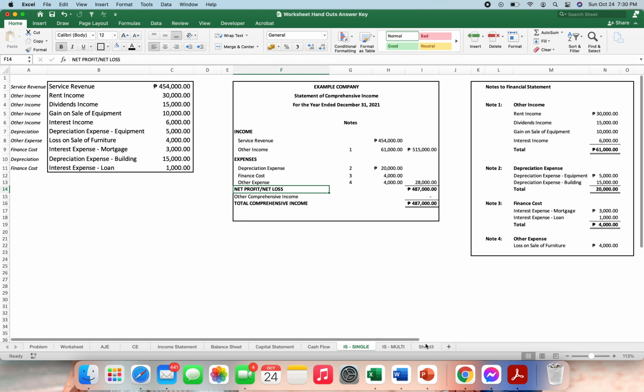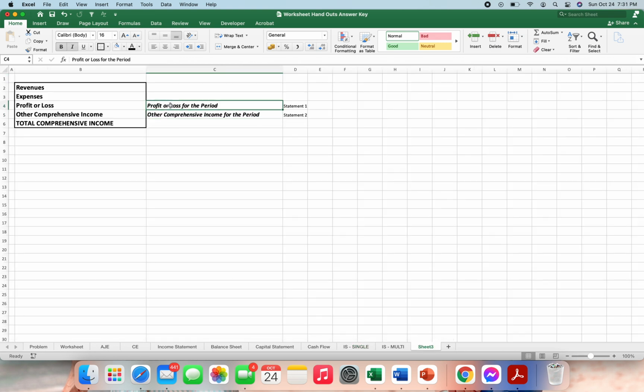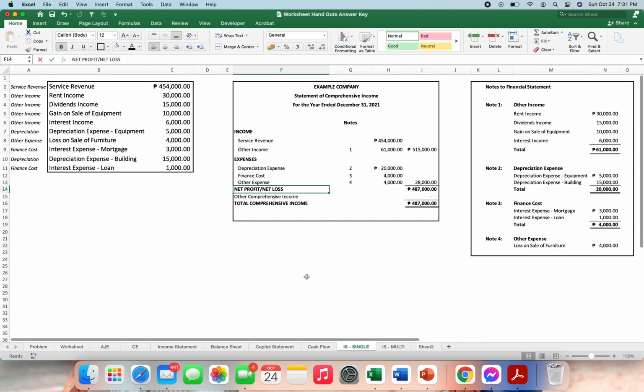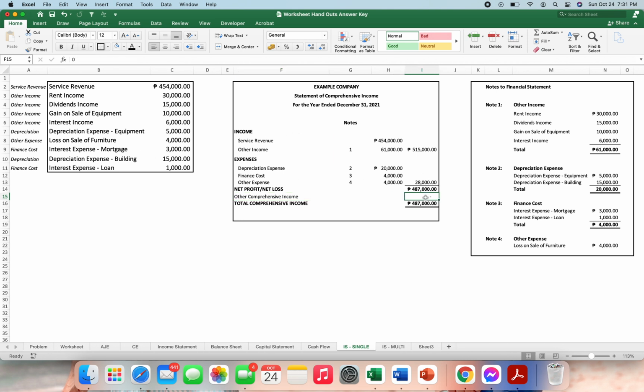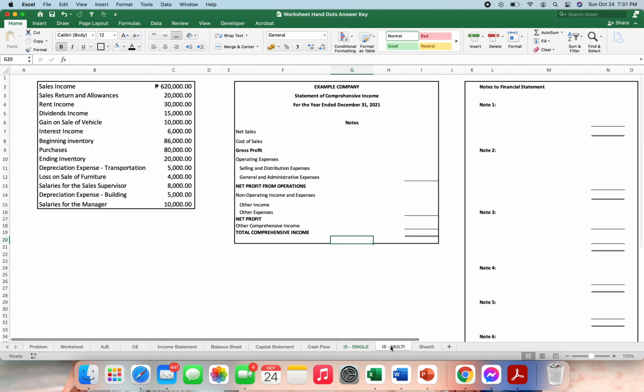Ito yung kanina sa state sheet number 3 natin. Ito yan. Okay? Then, add or less mo yung other comprehensive income. For this problem, walang other comprehensive income, kaya nakalagay dyan 0. Then, you will arrive with the total comprehensive income. Okay? Kuha ba? So, in summary, this would be your statement of comprehensive income. Okay? So, ayan. So, let's proceed naman kapag multi-step.